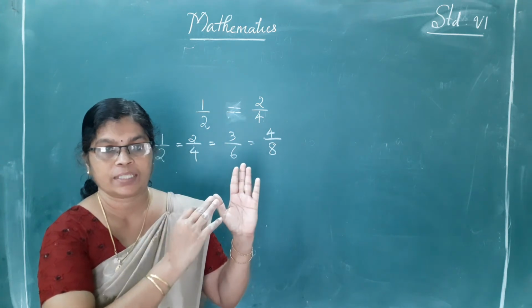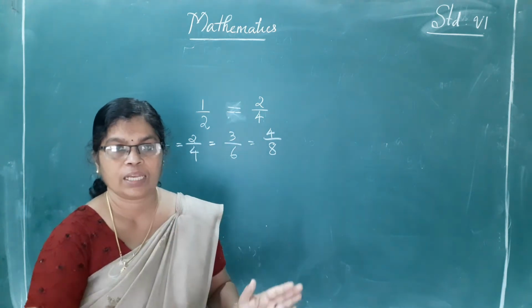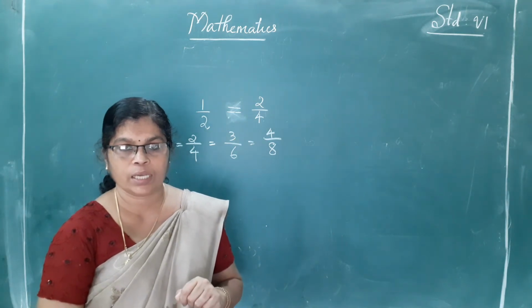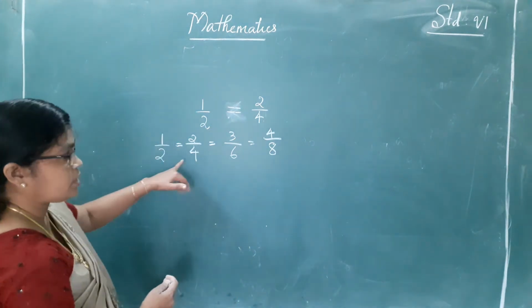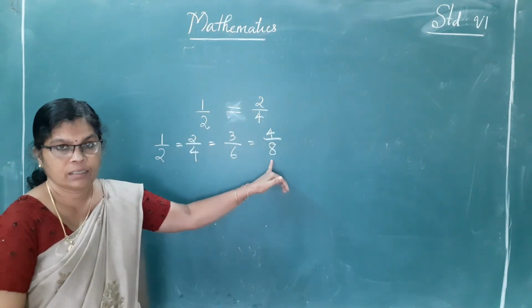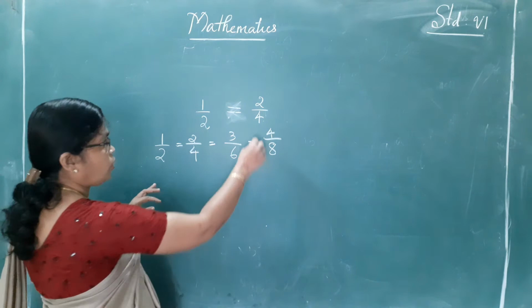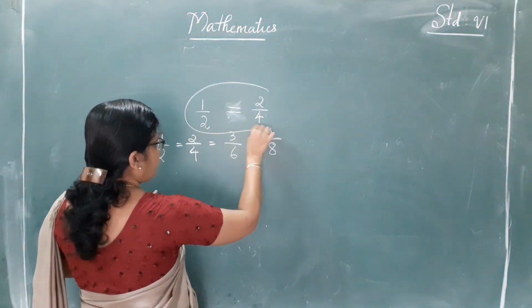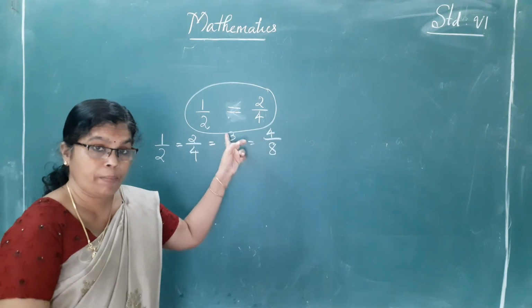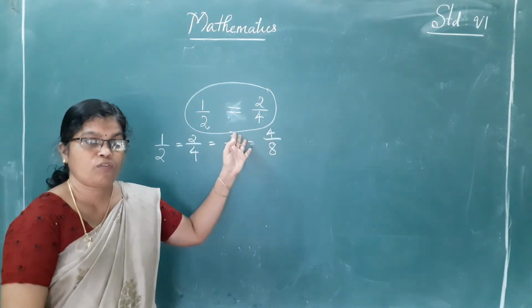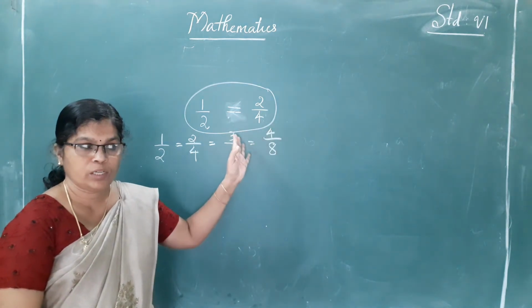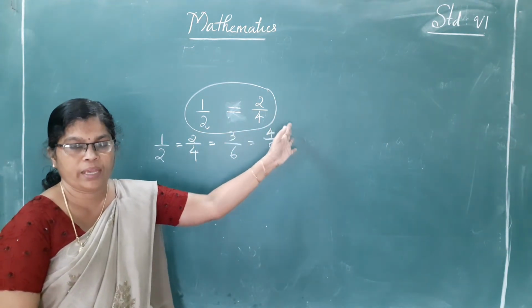divided into different pieces and everything was equal. That means we can understand 1 by 2 is equal to 2 by 4 is equal to 3 by 6 is equal to 4 by 8. Right? Now see, we come back to our first question. What was my question? 1 by 2 is greater than 2 by 4, or 1 by 2 is less than 2 by 4, or 1 by 2 is equal to 2 by 4. Now we got the answer, no? 1 by 2 is equal to 2 by 4.